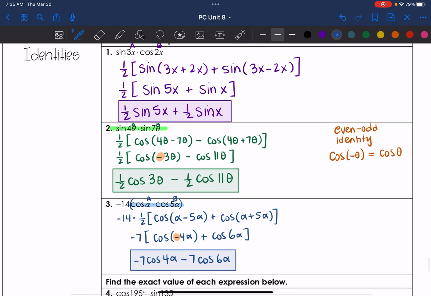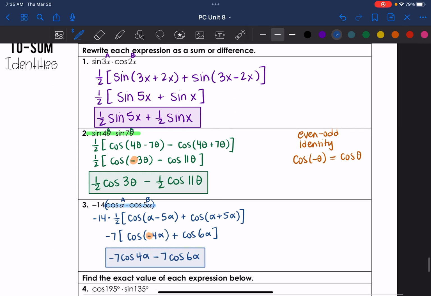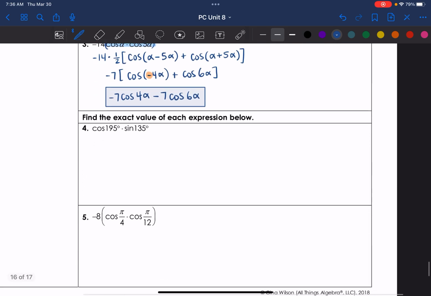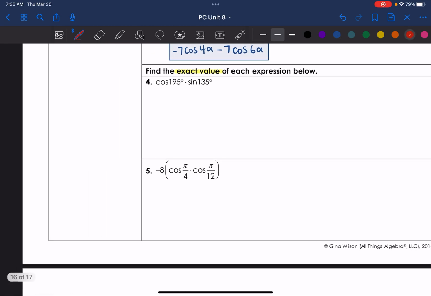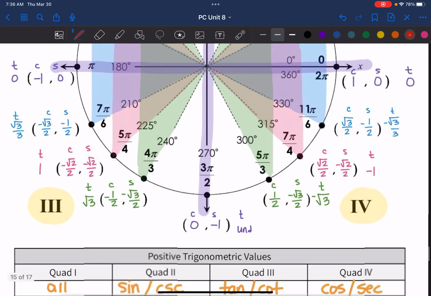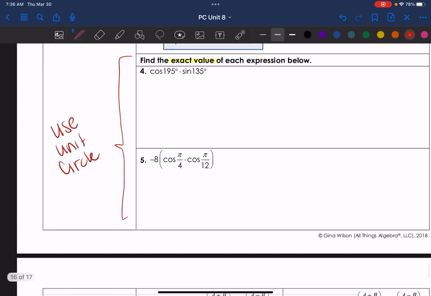Okay, so those are our first three where all we did was rewrite the expressions. Okay, the next two, the directions are a little bit different. It says, find the exact value of each expression below. Anytime you see the words exact value, you're going to have to use your unit circle. So for these here, use the unit circle. So I do have my unit circle. I put it here, that way we can refer to it. We are going to need that in a little bit.